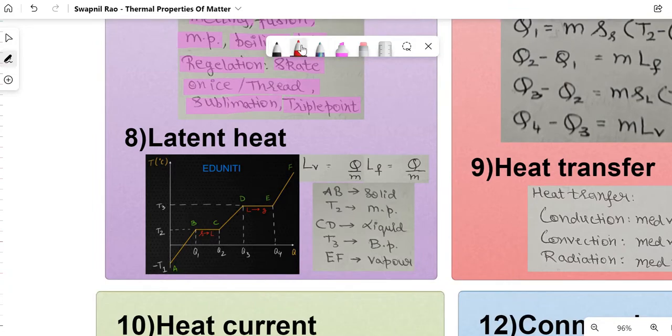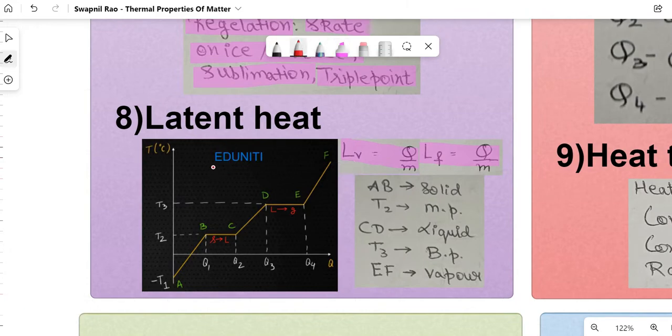So next one would be latent heat, and as you can see, there will be two formulae: latent heat of vaporization, which is given by LV is equal to Q by M, and over here latent heat of fusion, which is LF, which is equal to Q by M. Over here, as you can see, this graph is actually by a YouTube channel called Edunity, so I would like to thank him, and that's why I've given the credits also.